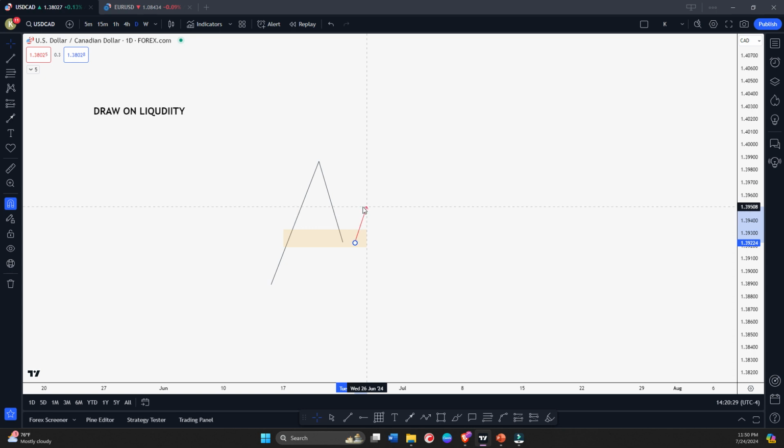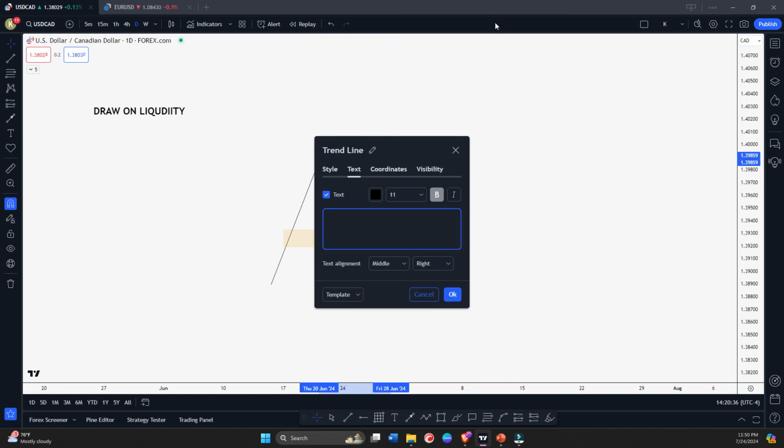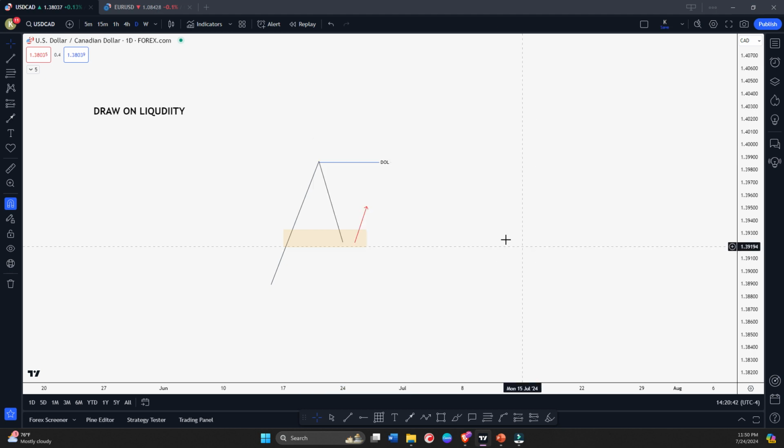What will be my target? Let's say this is my external range liquidity. People will mark this also as DOL for short form, or you can say draw on liquidity, whatever you want to say. So if I'm looking for the long, this is my draw on liquidity. This area, this high external range liquidity, is my draw on liquidity. So it will be a different name, but the concept is the same.